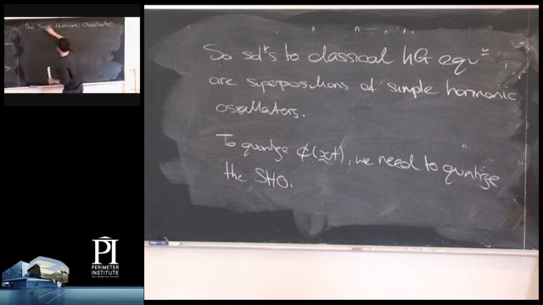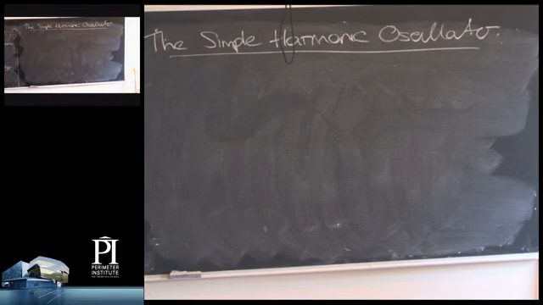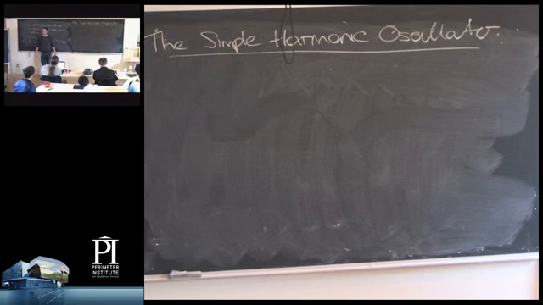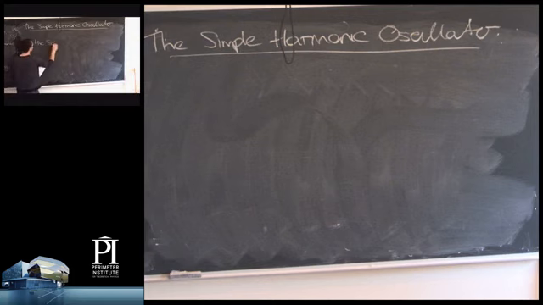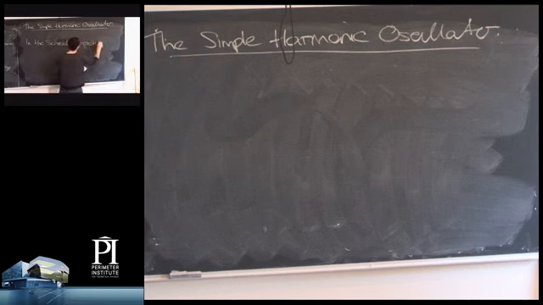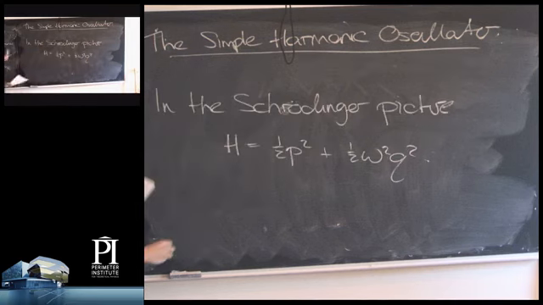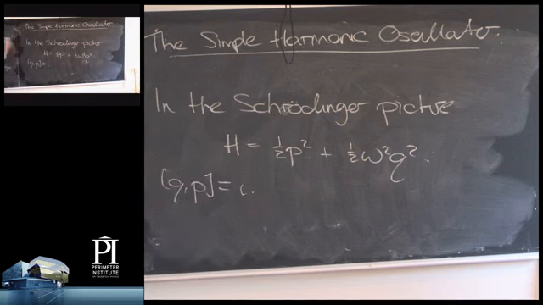OK, so this is going to be very straightforward. You know, Michael Peskin likes to say that physics is that subset of human experience which can be reduced to the simple harmonic oscillator. It's completely true. It's basically the only thing we can solve. So in the Schrodinger picture, this is the harmonic oscillator Hamiltonian.